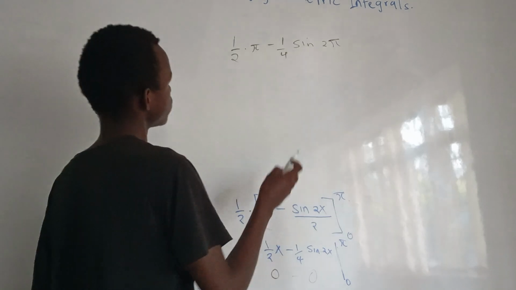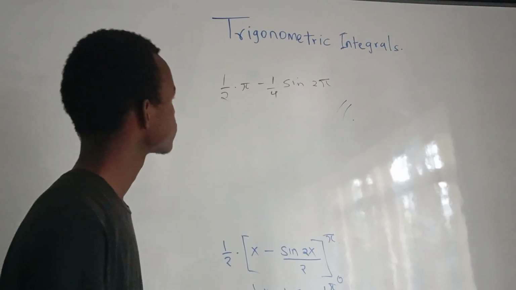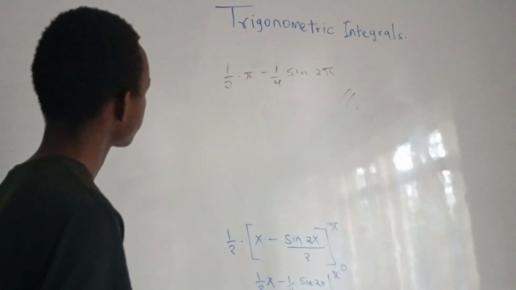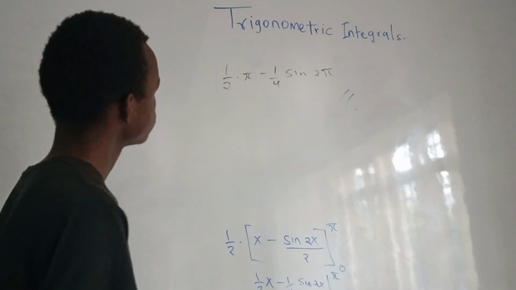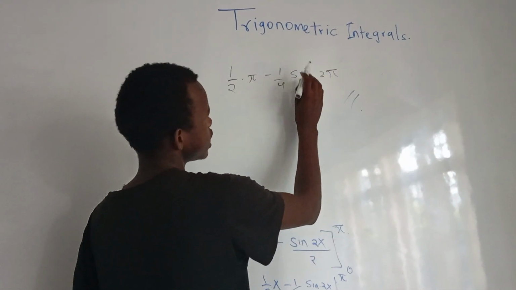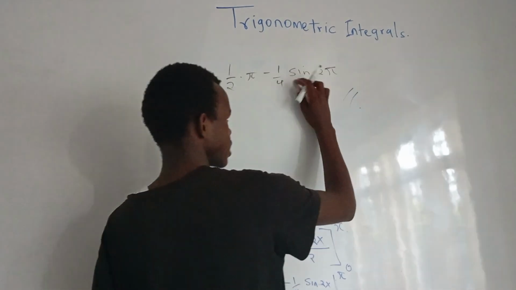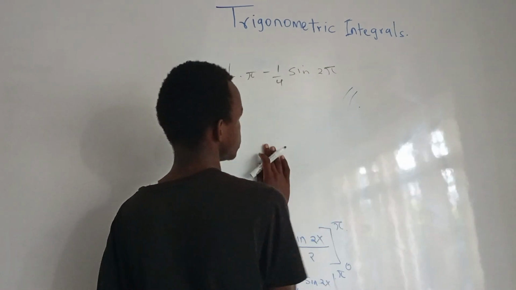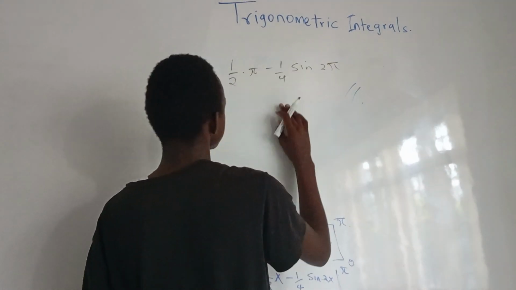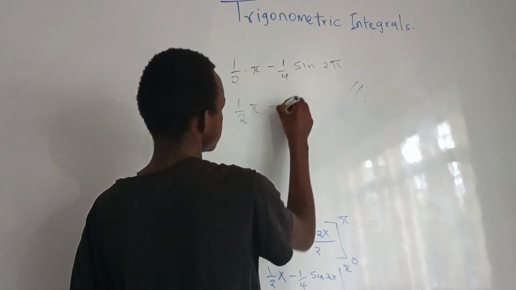Okay, so that will be our final answer. So from here, these are the expected answers, but let's compute our final answer. It's just easy, you can just see the sine of any multiple of pi. Sine of any multiple of pi is usually 0, so I'll get 0 multiplied by a quarter, I'll get 0, so all this expression is 0, so I'll get a half pi minus 0.